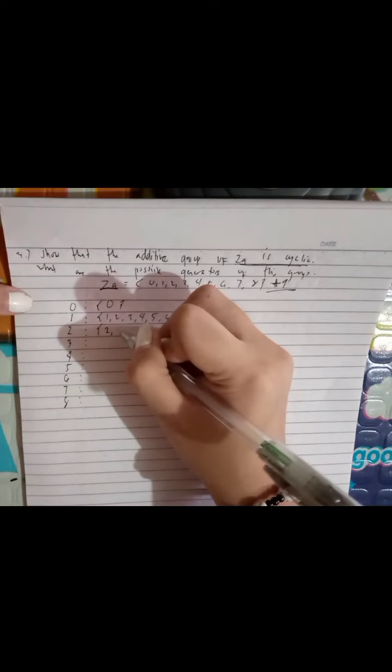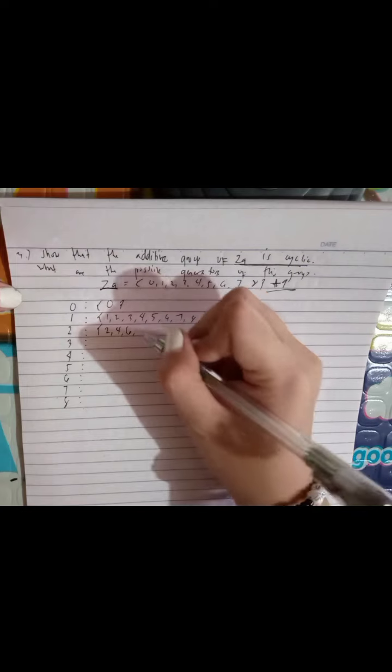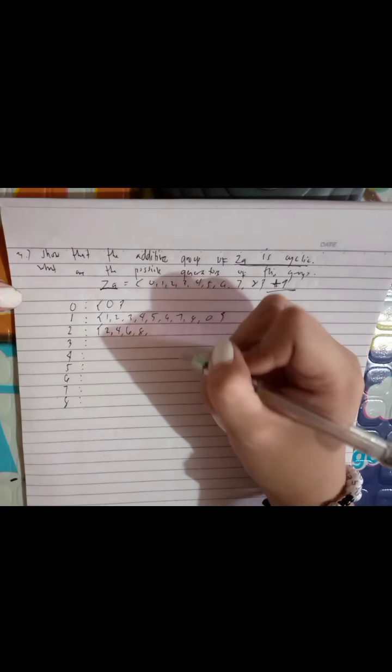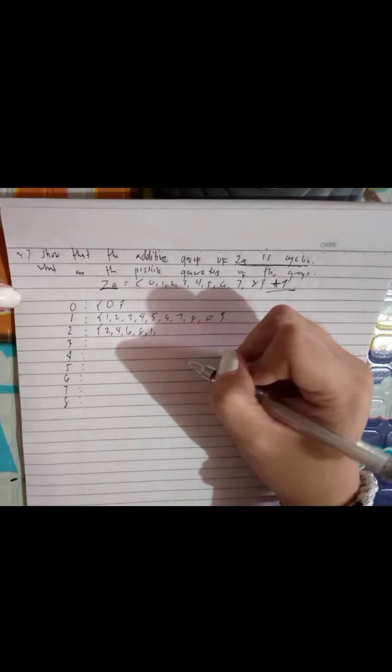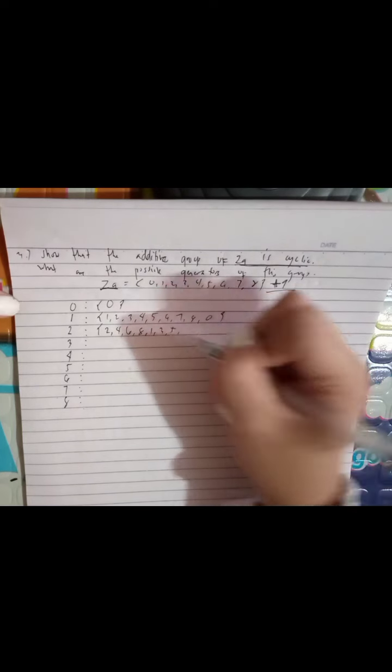2 raised to 2 is 4. 2 raised to 3 is 6. 2 raised to 4 is 8. 2 raised to 5 is 10. Modulo 9, so 1. 2 raised to 6 is 12. Modulo 9, so 3. 2 raised to 7 is 14. Modulo 9, so we have 5.